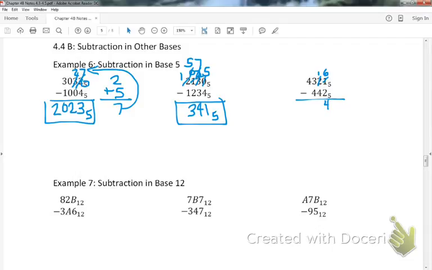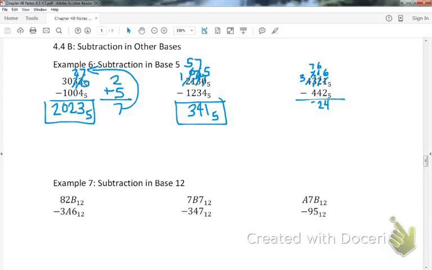Can I subtract 4 from 1? I cannot. So the 3 is going to become a 2, and this 1 becomes a 6. Now we have 6 minus 4. That works, we get 2. Moving to the next column, I can't subtract 4 from 2 again, so this 4 is going to become a 3. This 2 becomes a 7.